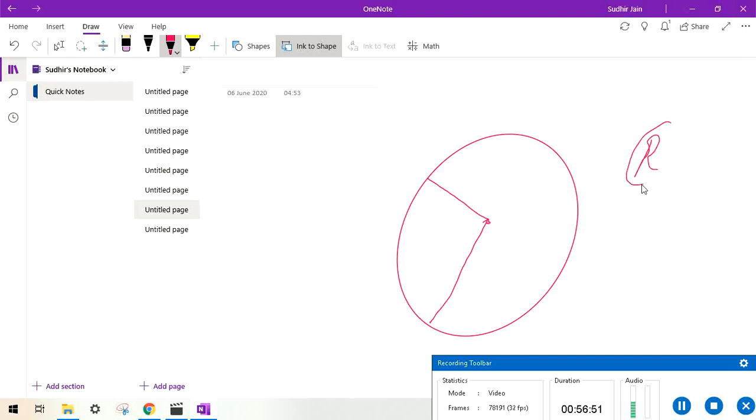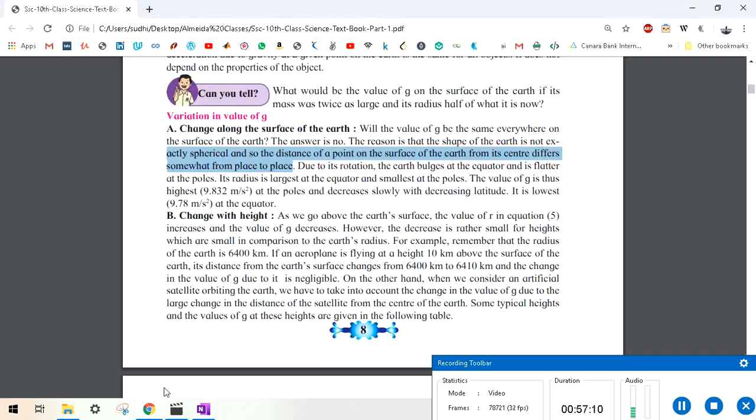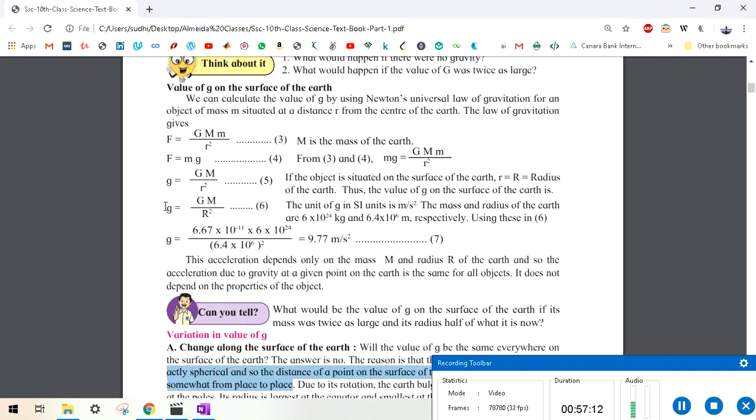If r is varying, it means that g will also vary, because what was your formula for g? If you remember, it was equal to capital G, mass of the planet divided by r square. This formula is not derived by me. This formula is given here. They have derived it, right? g is equal to GM by r square.